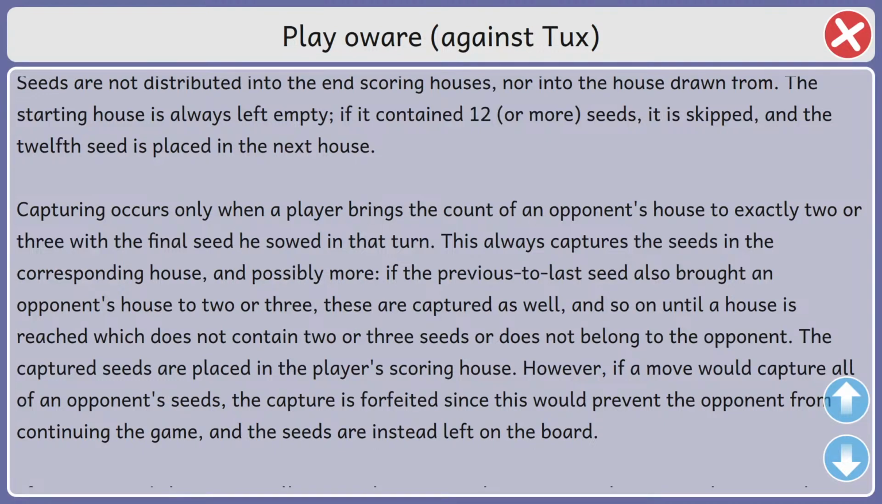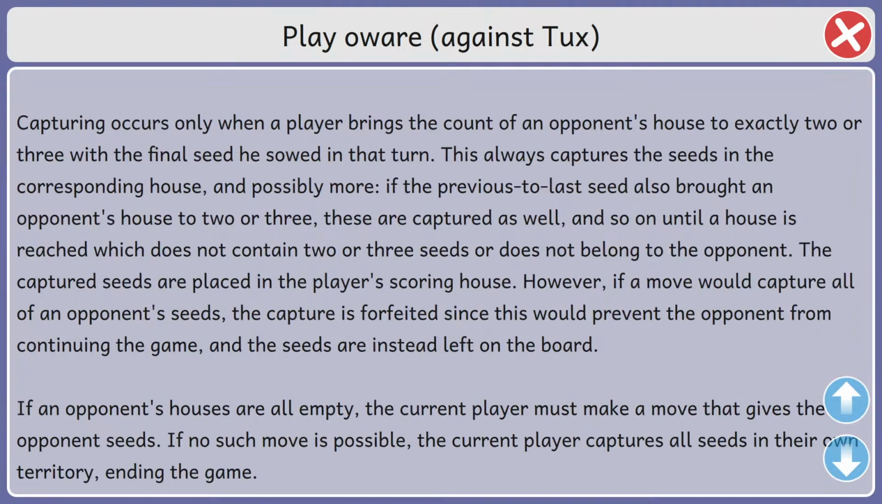Capturing occurs only when a player brings the count of an opponent's house to exactly 2 or 3, with the final seed he sowed in that turn. This always captures the seeds in the corresponding house and possibly more. If the previous to last seed also brought an opponent's house to 2 or 3, these are captured as well, and so on until a house is reached which doesn't contain 2 or 3 seeds or doesn't belong to the opponent.